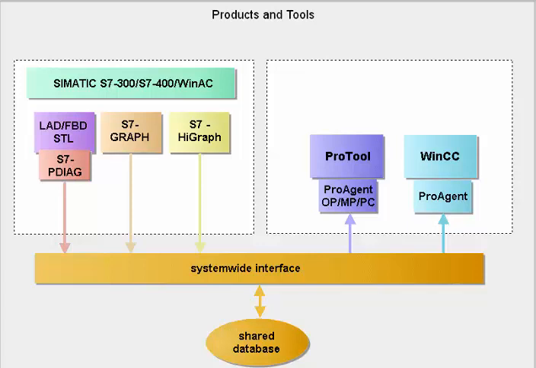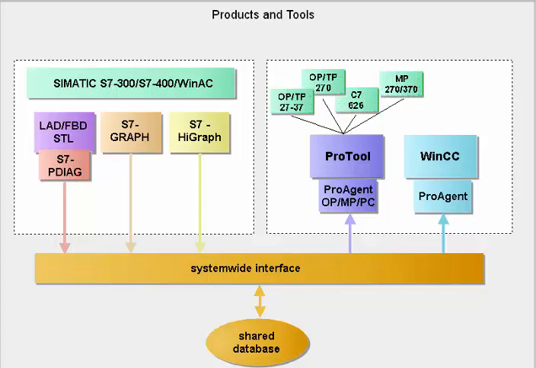Process diagnostics can run on the following HMI panels: OP or TP 27 and 37, OP or TP 270, Compact Device C7-626, MP270 and MP370, on each PC with ProTool Pro and WinCC, with WinCC, for example, on the Simatic Panel PC FI45.